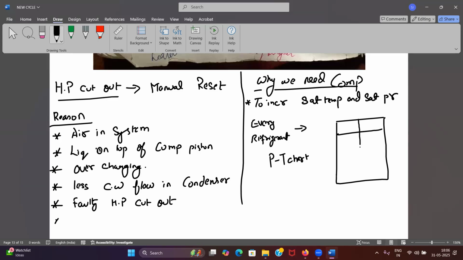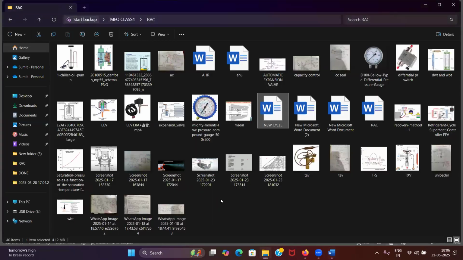In that PT chart there are two things given to you, that is temperature and pressure. So at different temperature and pressure, what will be your saturated temperature point, what will be the saturated pressure point. Suppose at 5 bar, the saturation temperature is, for example, 20 degrees Celsius. At 10 bar, it is 25 degrees Celsius. At 15 bar, it is 35 degrees Celsius. For example, I'm giving you random values. Let me see if I have a PT chart with me.